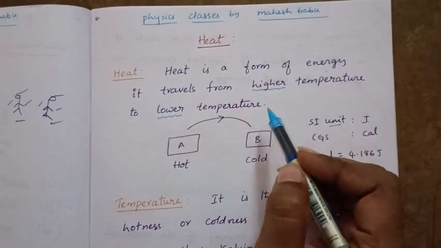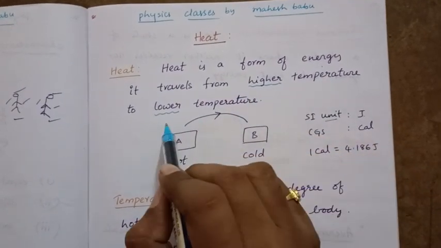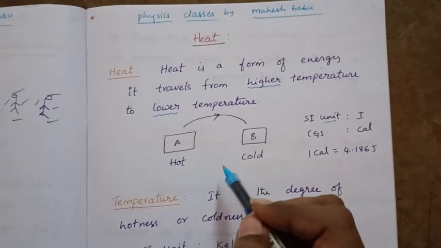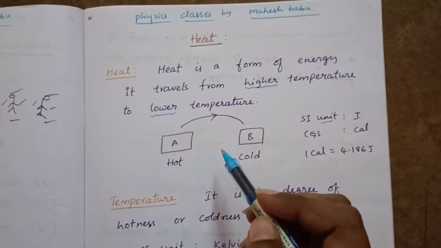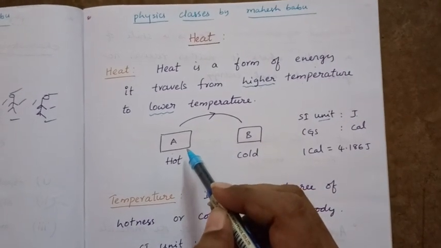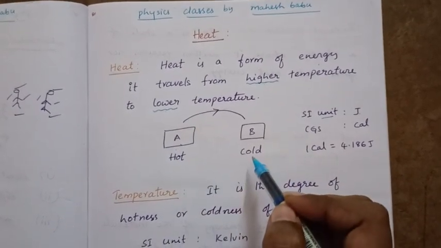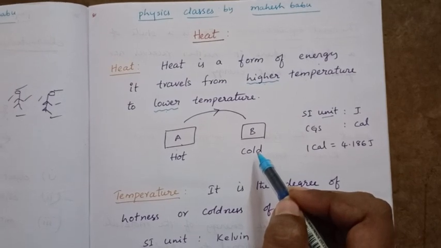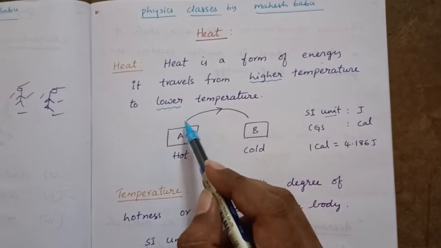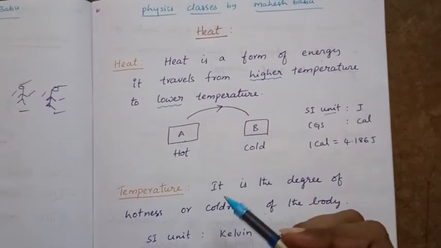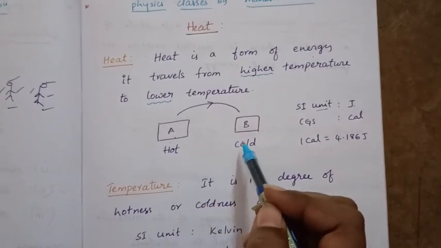Heat is a form of energy which travels from the higher temperature body to the lower temperature body. For example, if you have two bodies, one having higher temperature, the hot body, and another having lower temperature, the cold body, when they are in contact, heat travels from the higher temperature to the lower temperature, from A, which is the hot body, to B, which is the cold body.